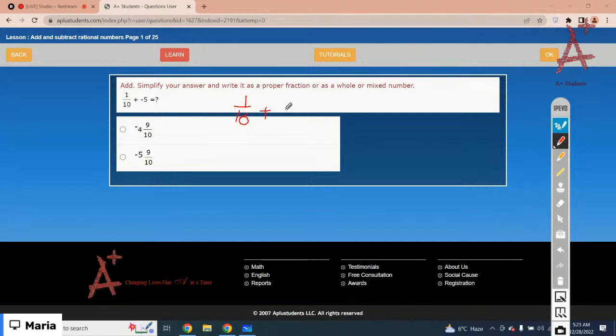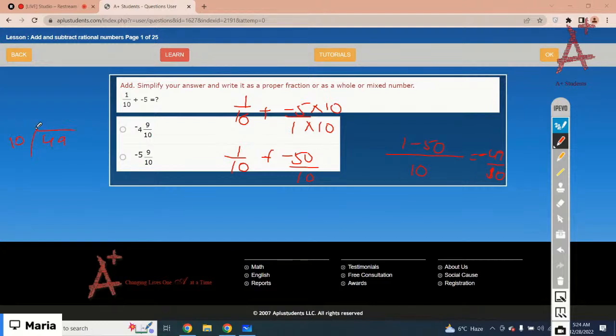1 by 10 plus negative 5. First of all, we have to make the decimal of this number. The denominator of this fraction is 10. So you have to multiply and divide both the numerator and denominator by 10. It would be then 1 by 10 plus negative 50 over 10. Got it? So both of them have the same denominator now. You do not add the fractions until they have the same denominator. Got it? So it would be then 1 minus 50, and 1 minus 50 means negative 49 over 10. Got it?